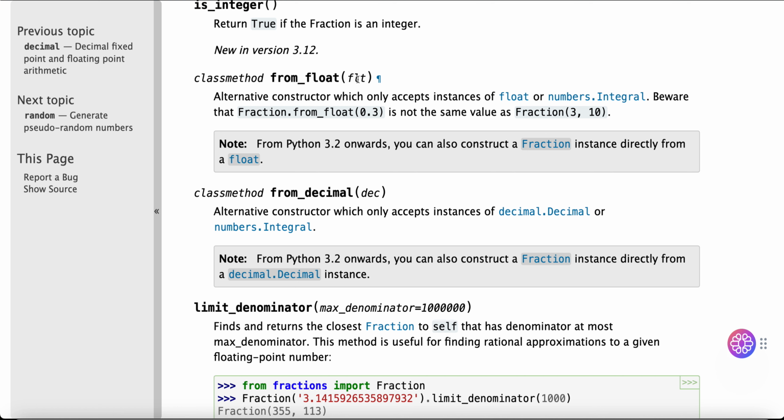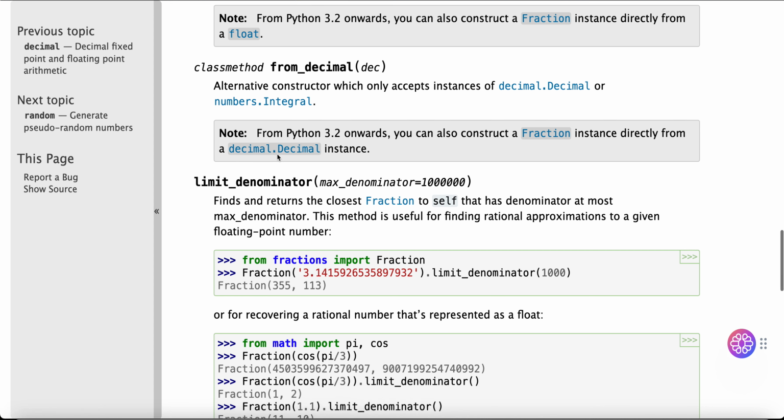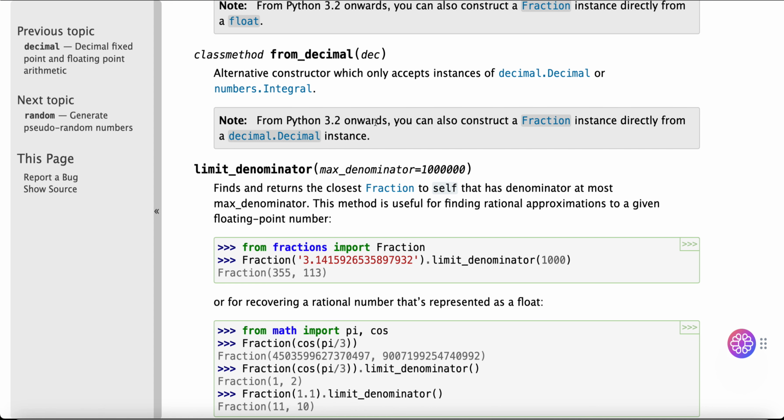Class method from_float(flt). Alternative constructor which only accepts instances of float or numbers.Integral. Beware that Fraction.from_float(0.3) is not the same value as Fraction(3, 10). Note: from Python 3.2 onwards, you can also construct a Fraction instance directly from a float. Class method from_decimal(dec). Alternative constructor which only accepts instances of decimal.Decimal or numbers.Integral. Note: from Python 3.2 onwards, you can also construct a Fraction instance directly from a decimal.Decimal instance.